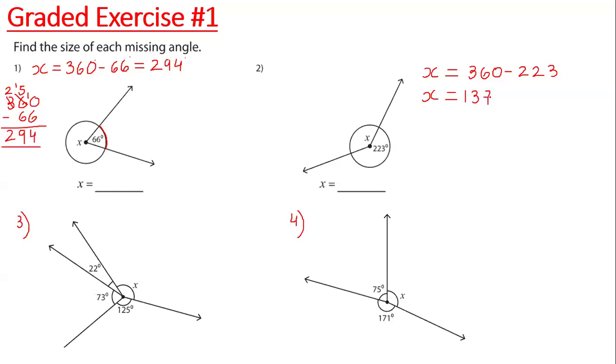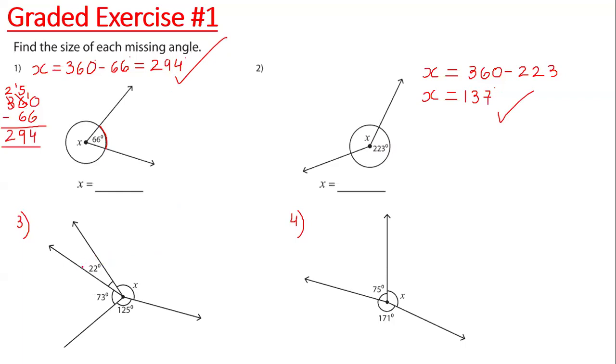Anyone else got number 1 and number 2 right? Yes, sir. I got that wrong. All right. Okay, now for number 3. Number 3 is a bit different, right? What are we gonna do for number 3? Add all of them up and then subtract from 360.